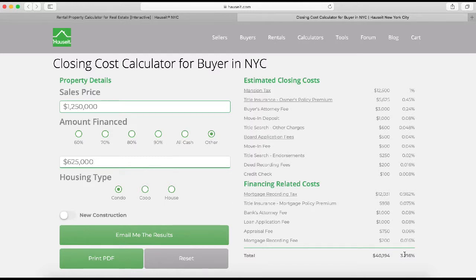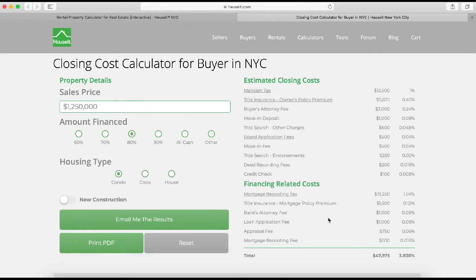Now, they're lower than the 4% we mentioned because we're actually financing a relatively small amount of the purchase price. If we were to finance, say, 80%, which is more common, you would see that the closing costs have gone up, and they'll continue to go up the more that you finance. The reason for that is the mortgage recording tax obviously only applies to the amount of loan that you need. So if you have a smaller loan, you're paying a much smaller mortgage recording tax.